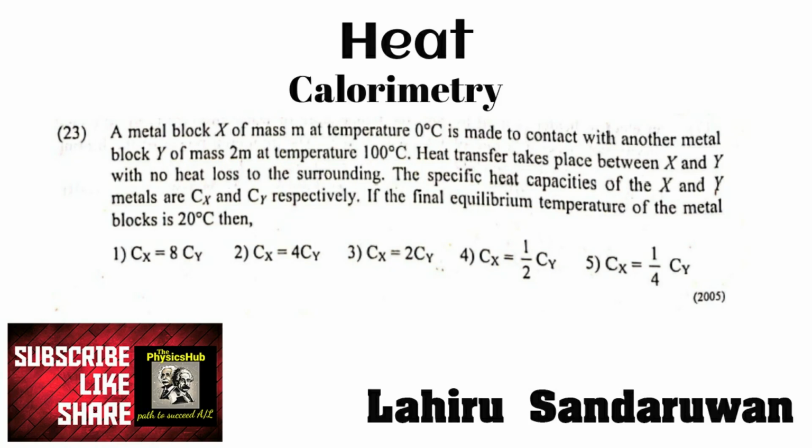A metal block X of mass m at temperature 0 degrees is made to contact another metal block Y of mass 2m at temperature 100 degrees. Heat transfer takes place between X and Y with no heat loss to the surroundings. The specific heat capacities of X and Y metals are Cx and Cy respectively. The final equilibrium temperature of the metal blocks is 20 Celsius. Then we have to get the relationship between Cx and Cy.